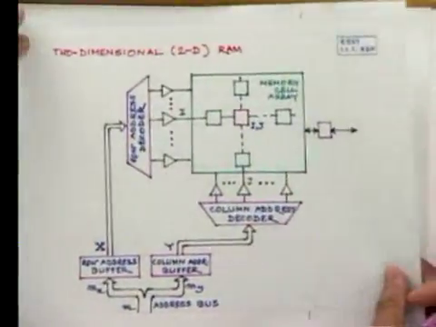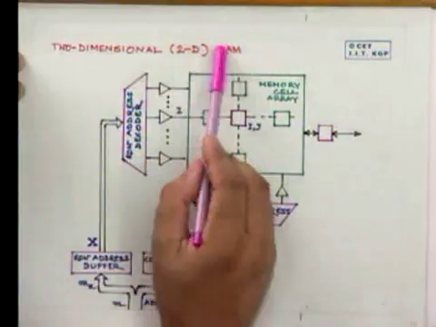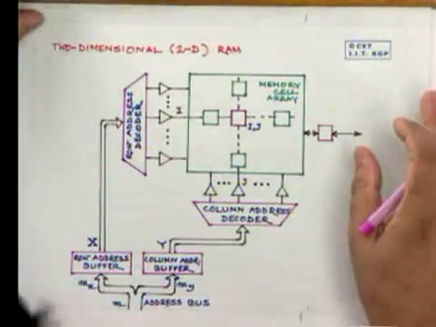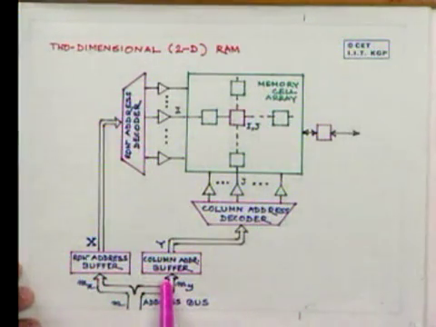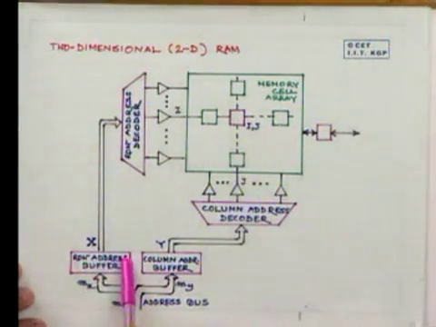Let us come to the two-dimensional or 2D organization of the RAM. Here the address bus, which consists of M lines, is split into two parts. One is of MX width, another is of MY width. For example, if it is 20, it can be 10 and 10, or it can be 12 and 8, and so on. Now this comes into what we call the row address buffer, and this comes into the column address buffer.